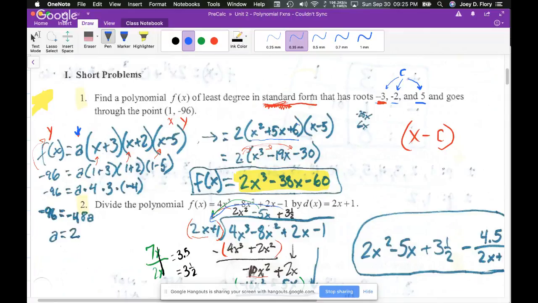Don't forget about that 2, that a coefficient. Distribute that 2 to each of those terms. So our final answer should be 2x cubed minus 38x minus 60.